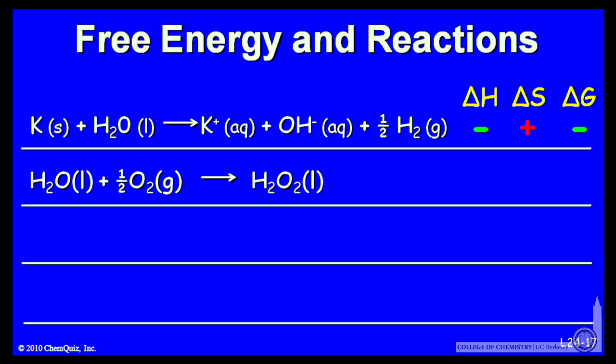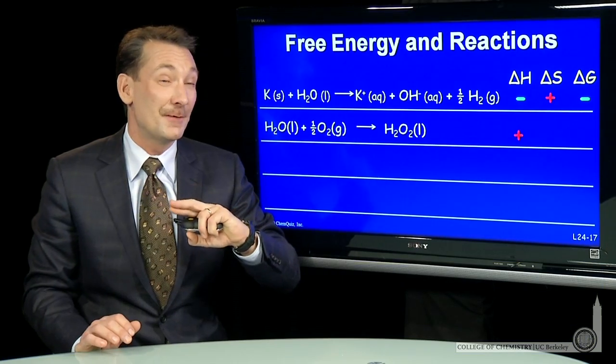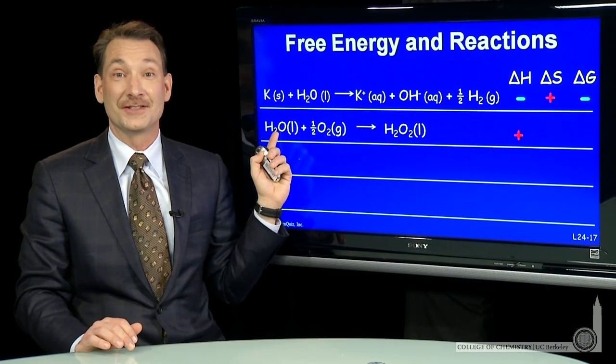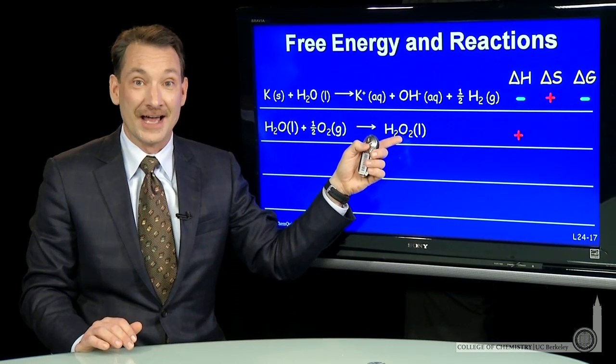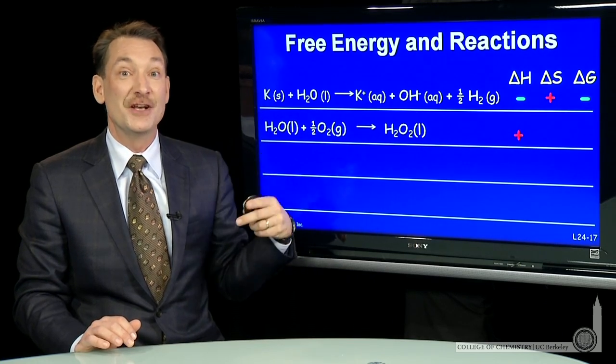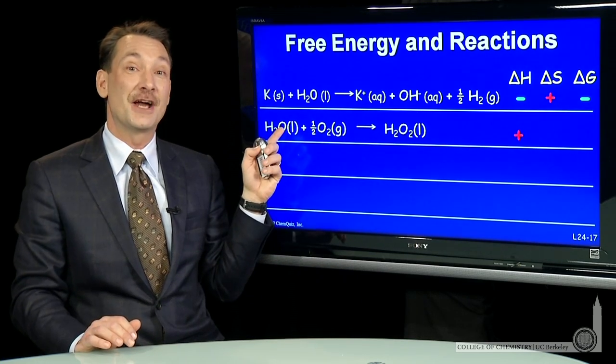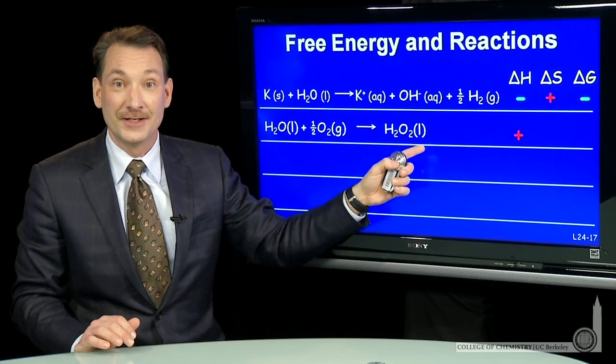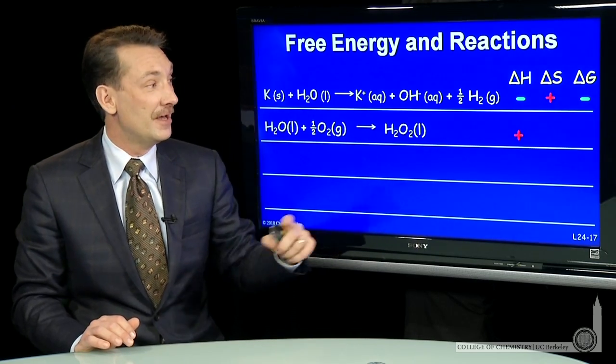Let's look at another chemical reaction. This is liquid water and gaseous oxygen forming hydrogen peroxide. Now, for this reaction, delta H is positive. We've actually seen this chemical reaction, but in reverse. We saw peroxide going to water and oxygen. And we know energy is released in this direction, so it has to be absorbed in this direction.